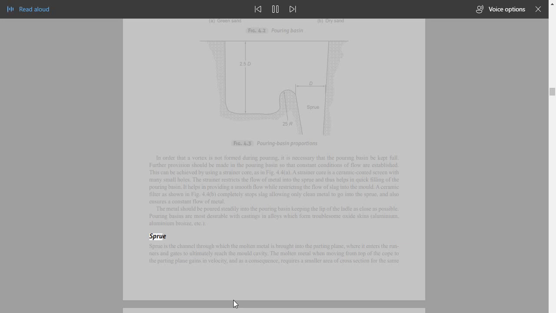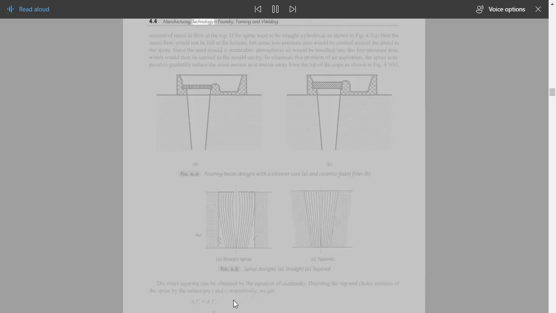Sprue. The sprue is the channel through which the molten metal is brought into the parting plane, where it enters the runners and gates to ultimately reach the mold cavity. The molten metal, when moving from the top of the cope to the parting plane, gains in velocity, and as a consequence, requires a smaller area of cross-section for the same amount of metal to flow at the top.